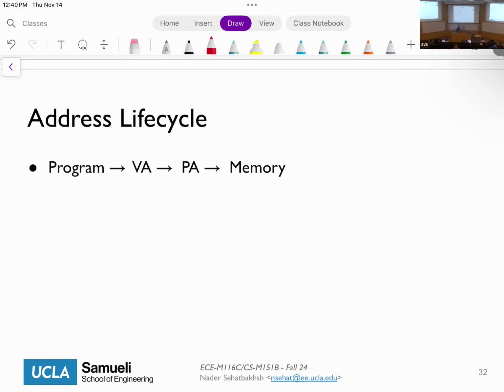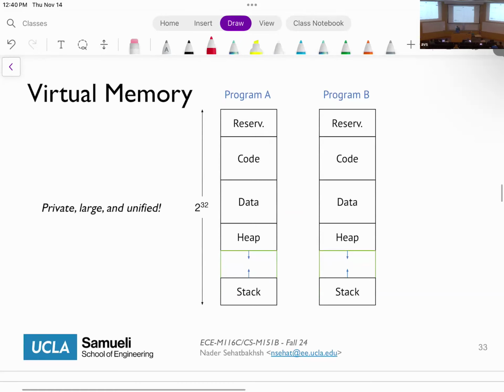So from your program, you will have virtual addresses. From your virtual address, you're going to translate it into a physical address. And from the physical address, you can actually access the real memory. You're going to get the data, and you're going to forward the data all the way back to your program. Okay? And this is kind of what it looks like, all right?